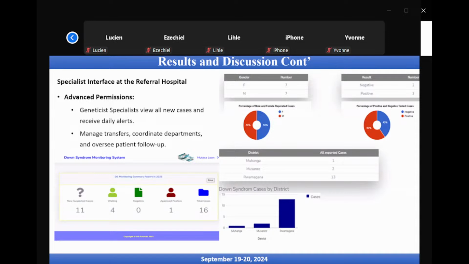Okay. Try to repeat. You only have 3 minutes. Where we find the reported cases, yes, Habimana, only 3 minutes are remaining.